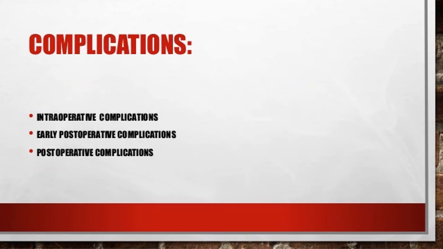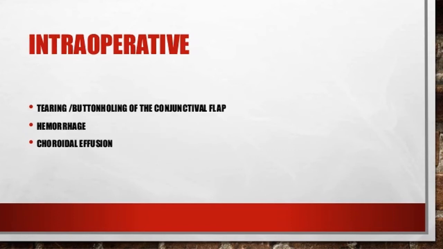So there are different complications. One is intraoperative, or it may be early post-operative, and late. So during intraoperative, there can be buttonholing of the conjunctiva where you overlap over the fistula for the further formation of the bleb. If there is a tearing or buttonholing of this flap, there will be difficulty in forming the bleb, and there can be hemorrhage because you are handling the iris. Though it is a vascular structure, definitely there will be a hemorrhage. There can be choroidal effusion.